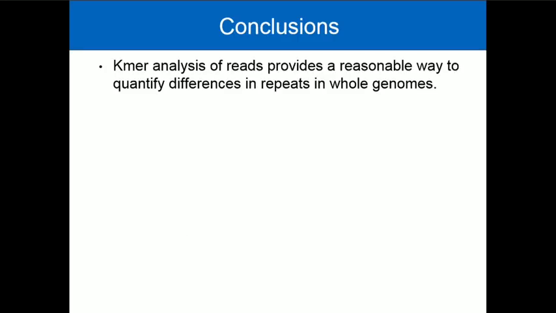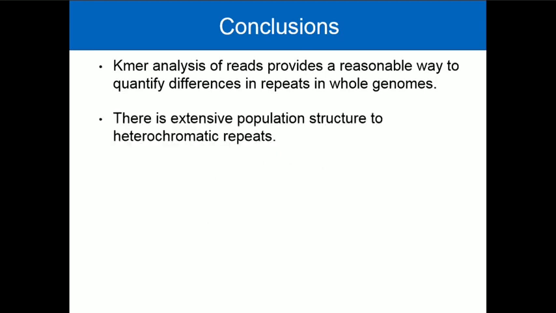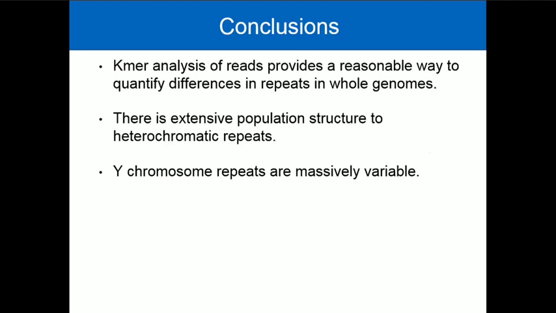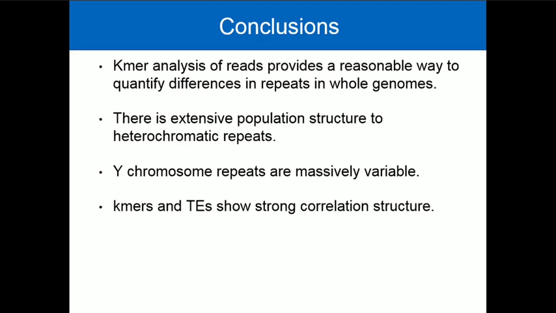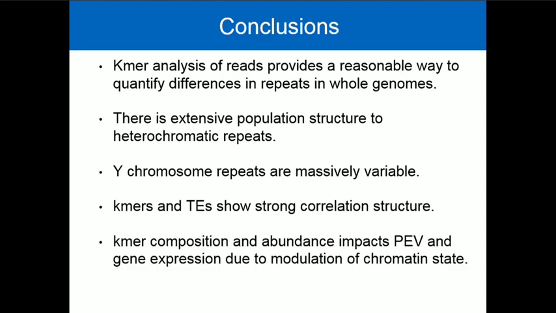Okay, so quickly, conclusions. K-mer analysis of reads provides a reasonable way to quantify the differences in these things. We saw a lot of population structure. A classifier lets us identify population of origin from nothing other than these reads. These Y chromosomes are massively variable in their heterochromatin, and the Y chromosome has this very strong trans-acting expression effect. The K-mers and transposable elements have a lot of correlation structure to them. We think that's probably generated by the mutation process. And the composition affects both position effect variegation and gene expression elsewhere in the genome. And finally, the whole process seems to be not strictly neutral.